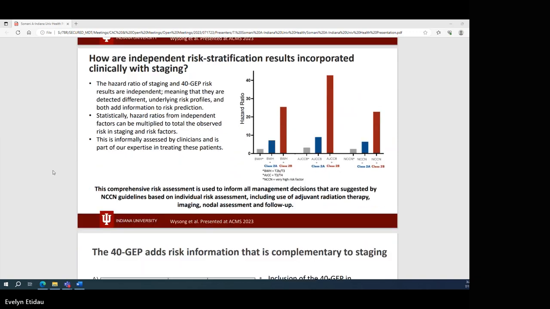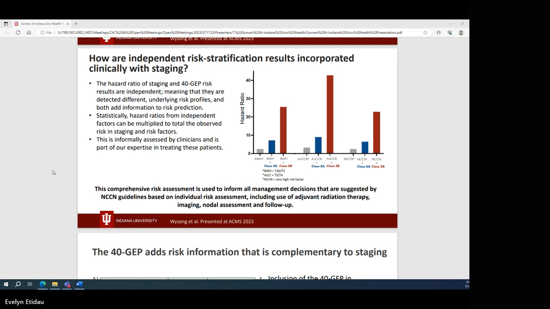So it's critical to understand how clinicians integrate results from GEP tests with the staging risk information that we already have for our patients. This slide shows that our current approach to risk stratify patients, whether it be BWH, AJCC staging, or NCCN, used either in an academic setting like my own or in the community, provides important risk stratification seen with the positive hazard ratio in each column, shown by the gray bars.